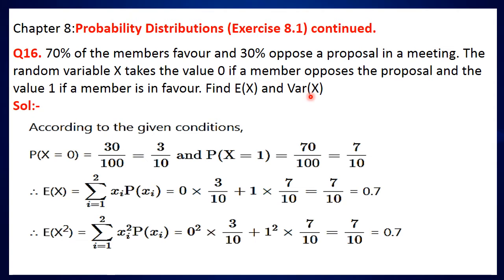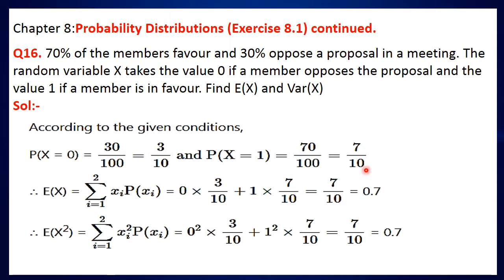Now, according to the given condition, we can write when x takes the value 0, the probability is 30%. 30% of the members oppose the proposal. That is 30 upon 100 or 3 upon 10, or we can write 0.3 also. And when x takes the value 1, that is 70% of the members are in favor of the proposal. So 70 upon 100 is equal to 7 upon 10.